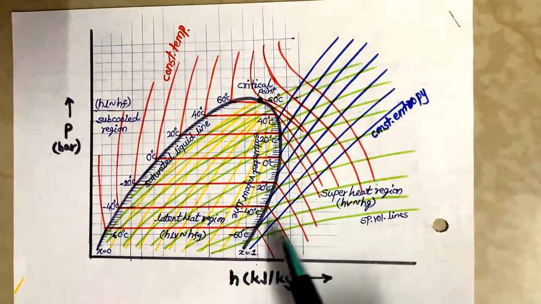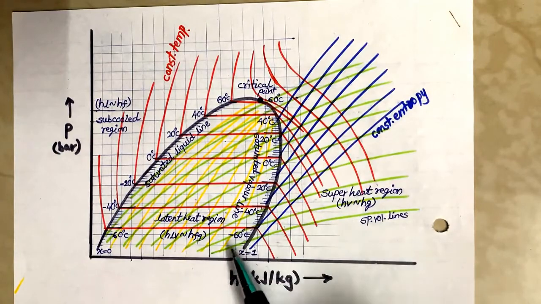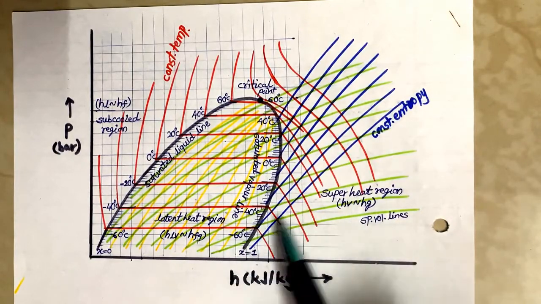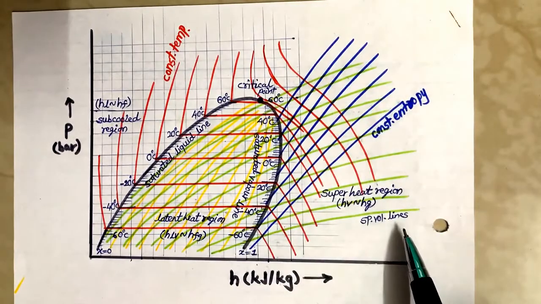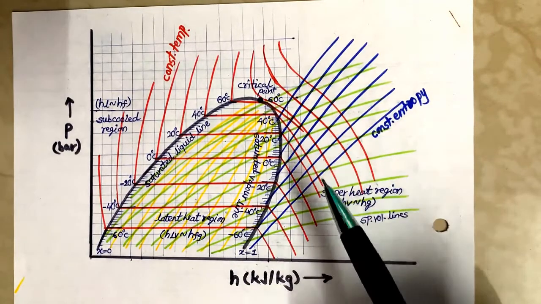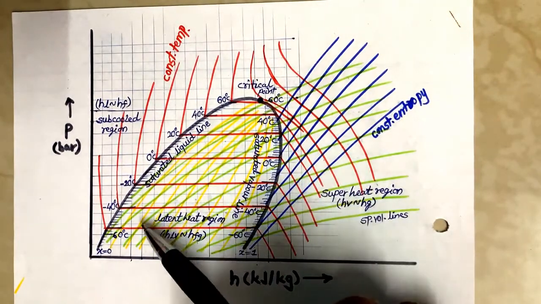Apart from that, we have specific volume lines. These are represented by green color. So these lines are for the specific volume. It will be represented by v also. That is the specific volume lines. And we have yellow lines also.